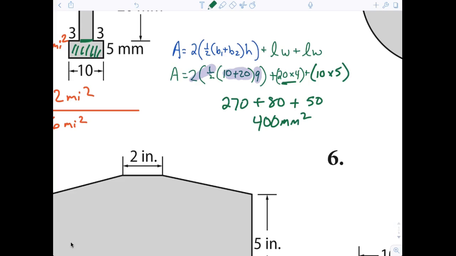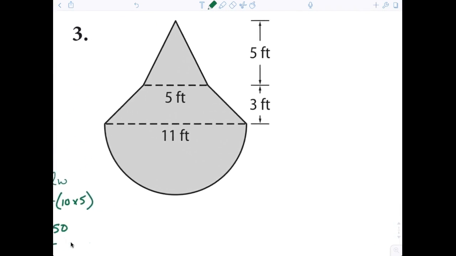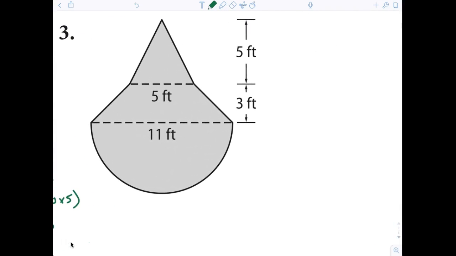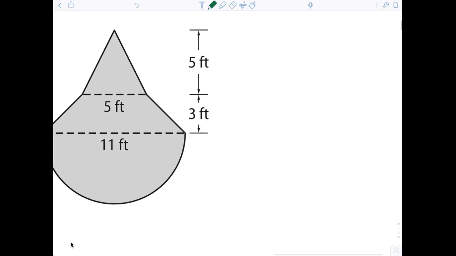Now look, if you know the formulas for area, this is kind of easy. If you don't, it's kind of hard. So that's why you should practice. Okay, let's take a look now at question number 3 and tell me what shapes you see here. Wow, that is perfect. He said triangle, trapezoid, and semicircle. Beautiful. All right, so here we go.